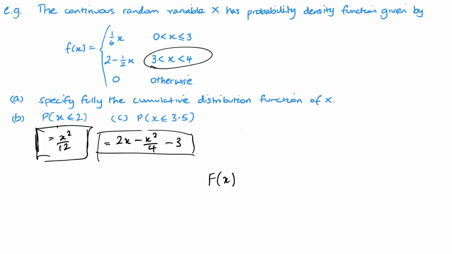Sorry, just needed to make a little bit of room there. So my top one is going to be x squared over 12, and then my second function is 2x minus x squared over 4 minus 3.